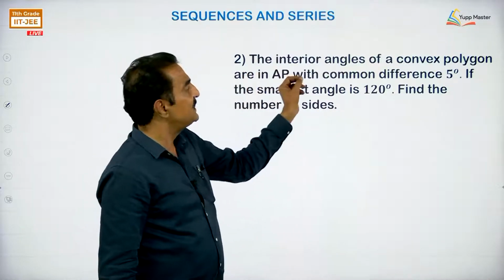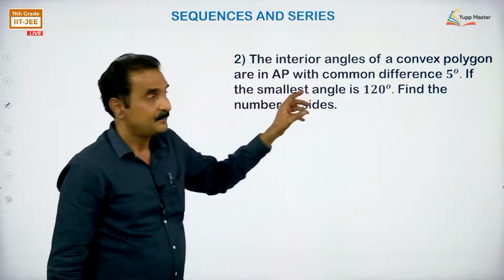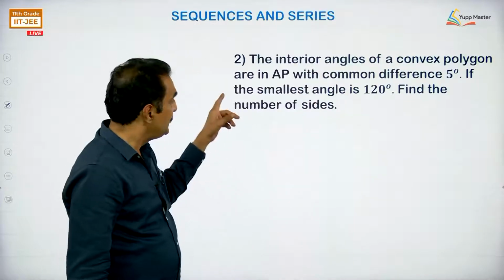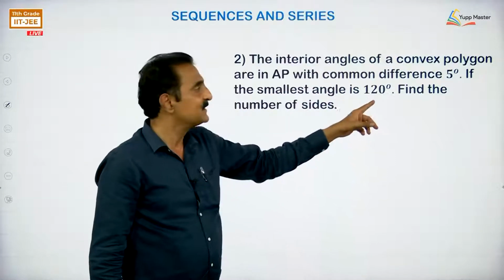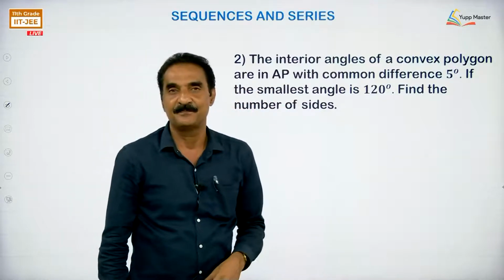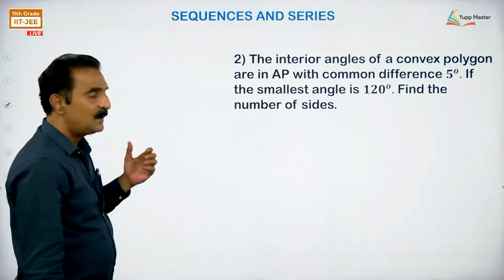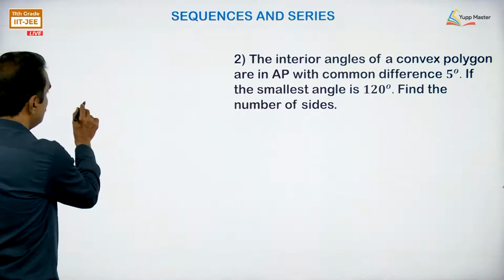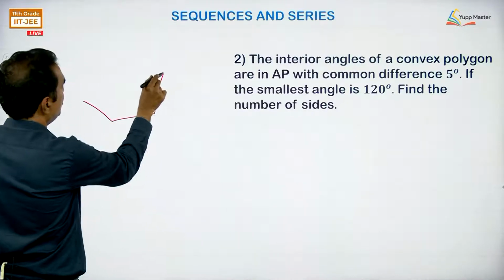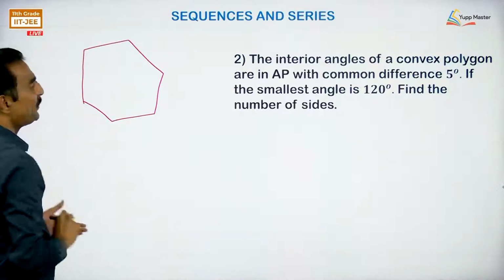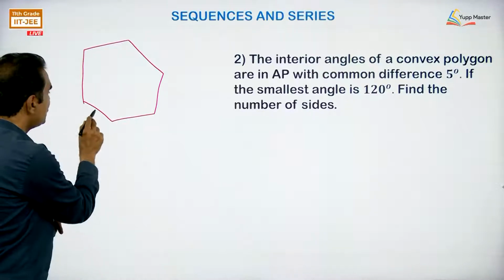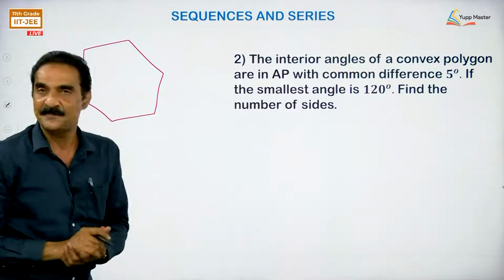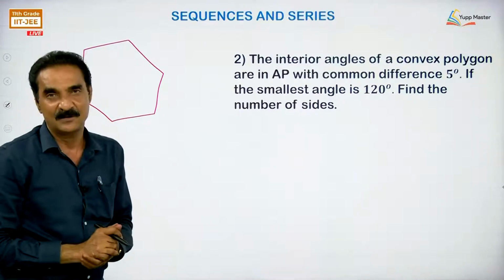The interior angles of a convex polygon are in AP with common difference 5 degrees. If the smallest angle is 120 degrees, find the number of sides. You must be aware of a polygon. If you take a figure like this, it is called a polygon. How many sides are there? 1, 2, 3, 4, 5, 6. There are 6 sides of this polygon. So, it is called hexagon.